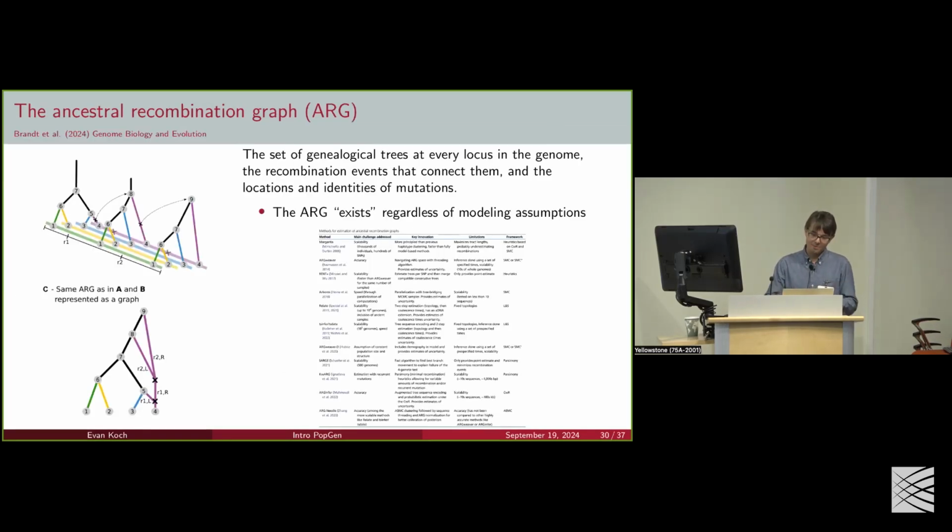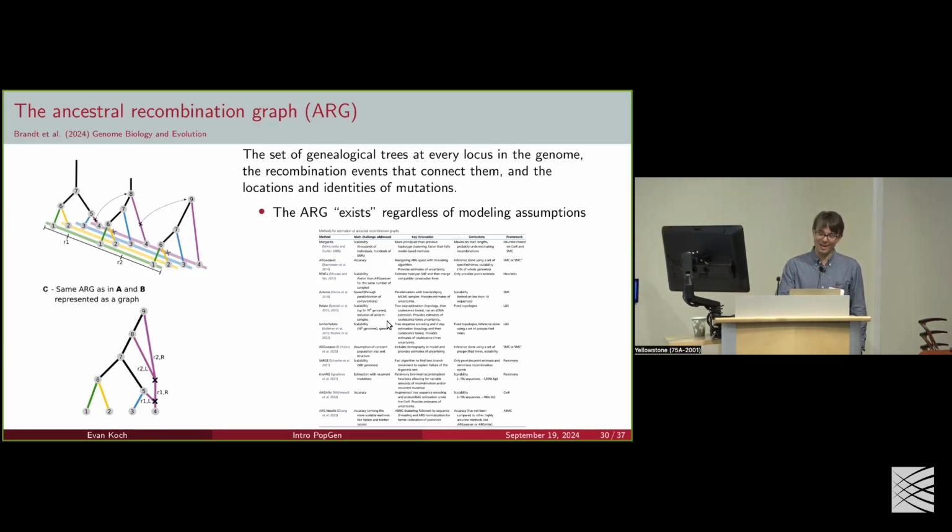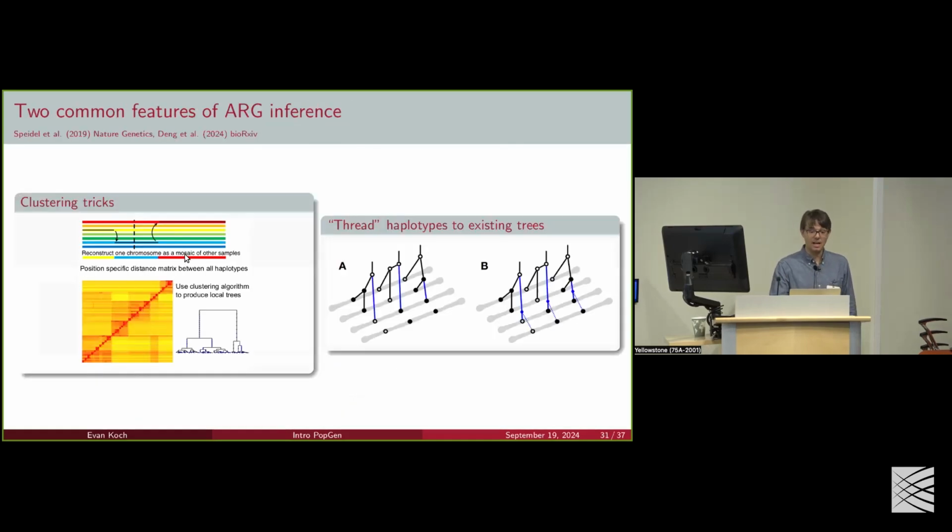So one way to summarize all of this complicated process, the set of genealogical trees at each locus, is through the ancestral recombination graph, which really says: this is the sequence of genealogical trees at each locus in the genome, these recombination events that connect them, and the locations and identities of mutations. And this is an object that's a focus of a lot of recent research, and there's a large number of models trying to estimate this for your sample at each point in the genome.